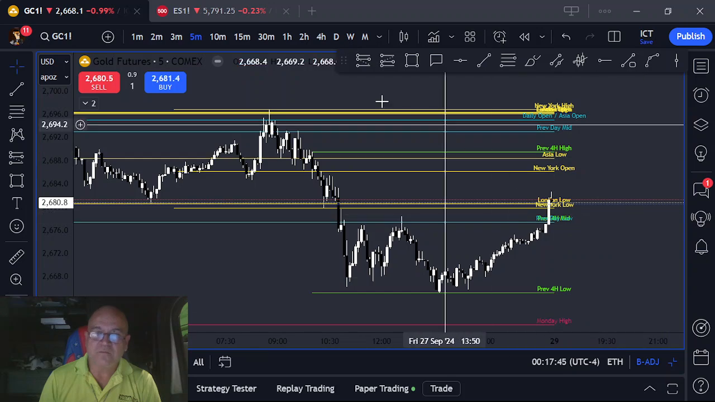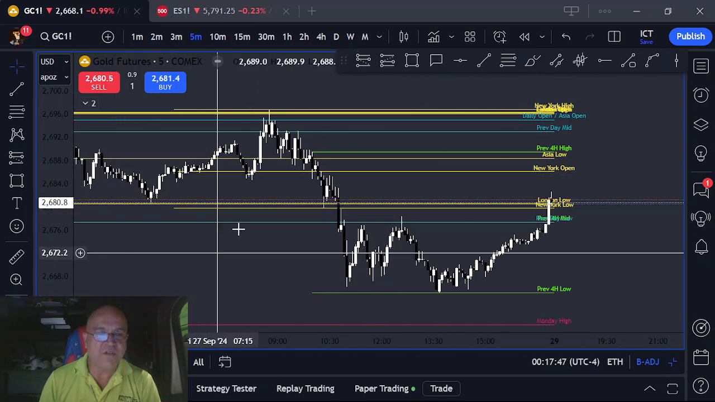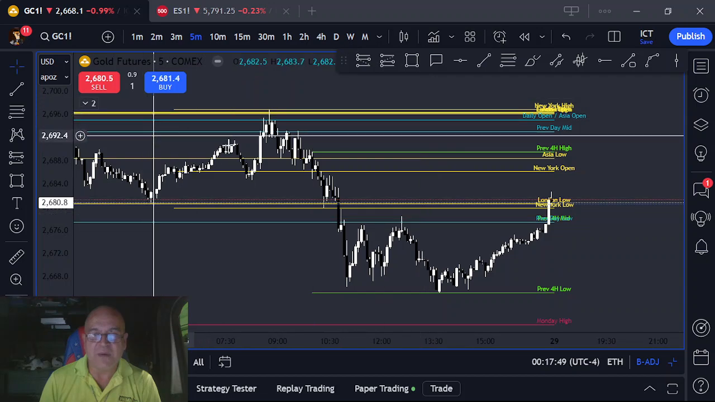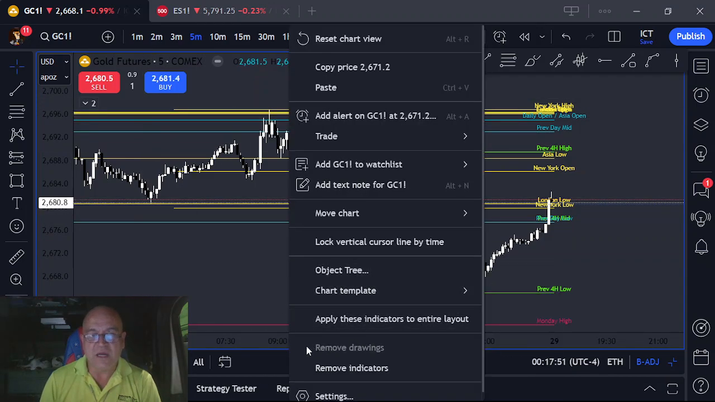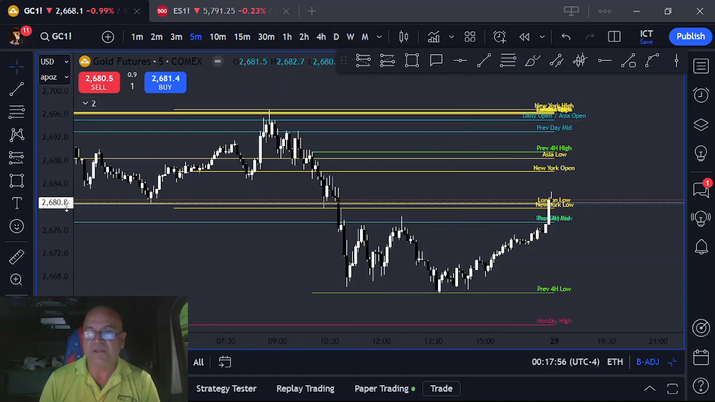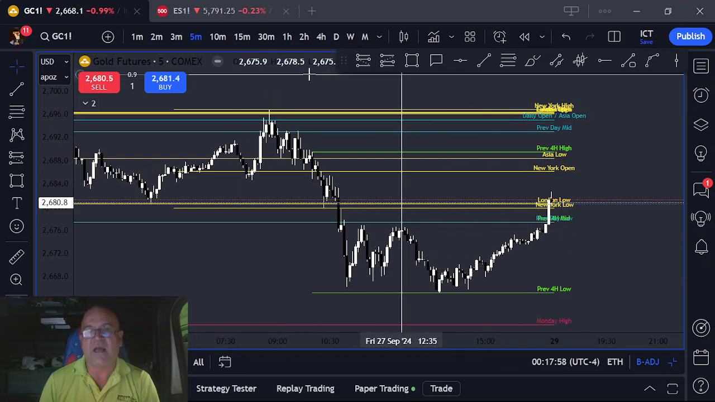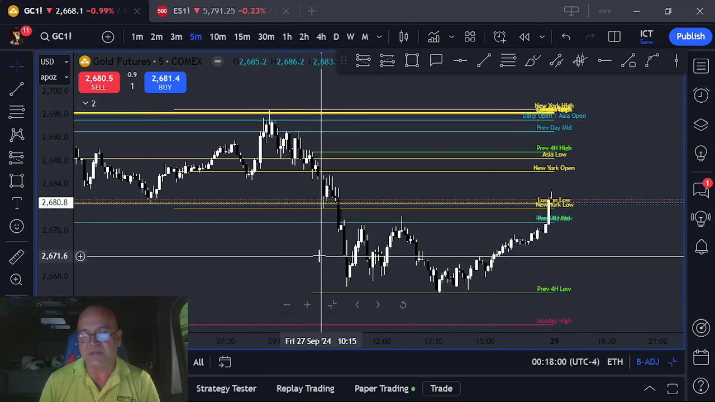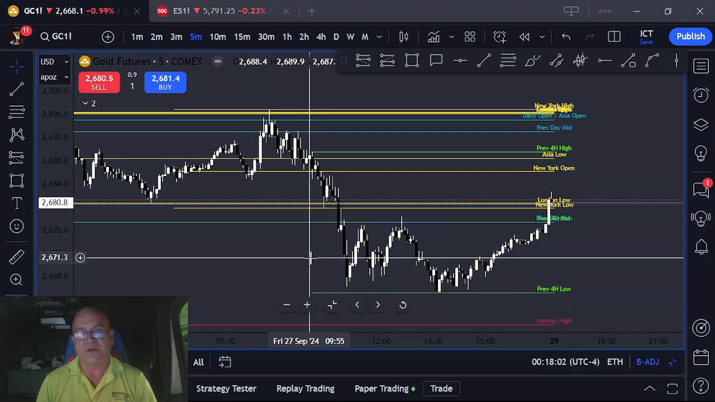So yeah, first thing I do after I do my reviews is I go in and I remove all drawings from my chart. Okay, the indicator will stay, but all the drawings that I had from last week need to disappear, and I want to start new again.